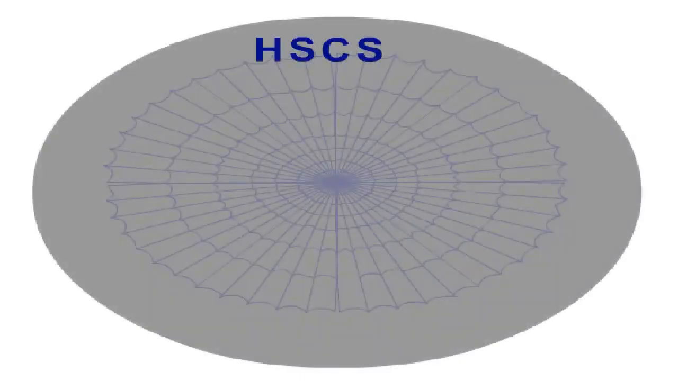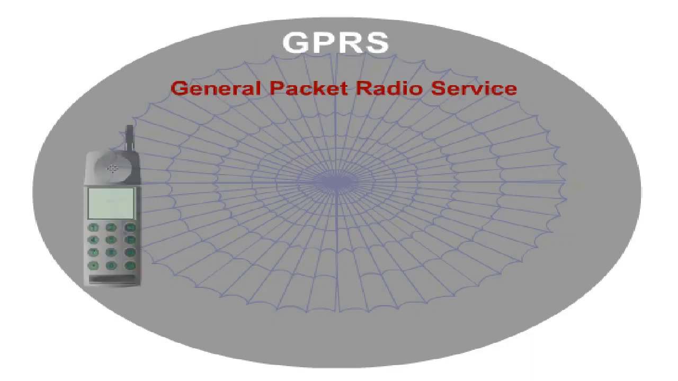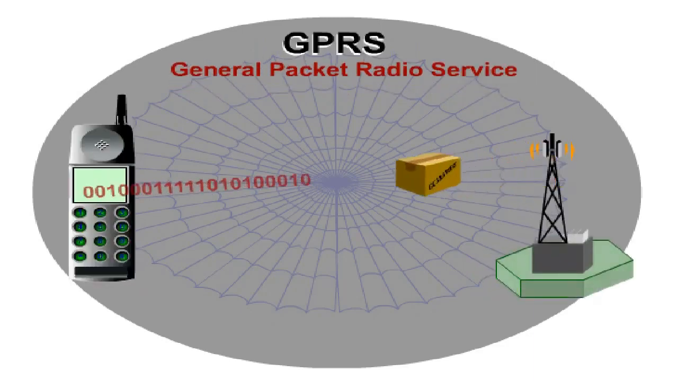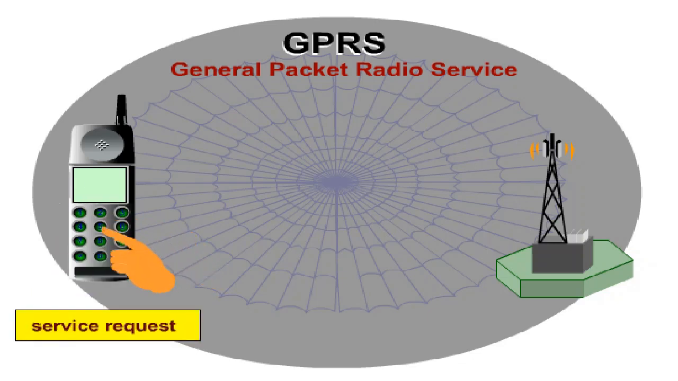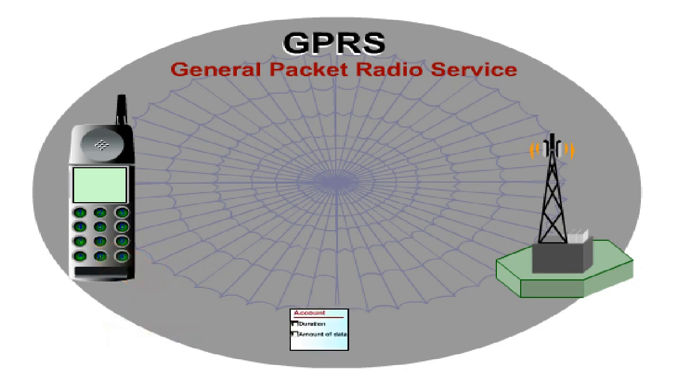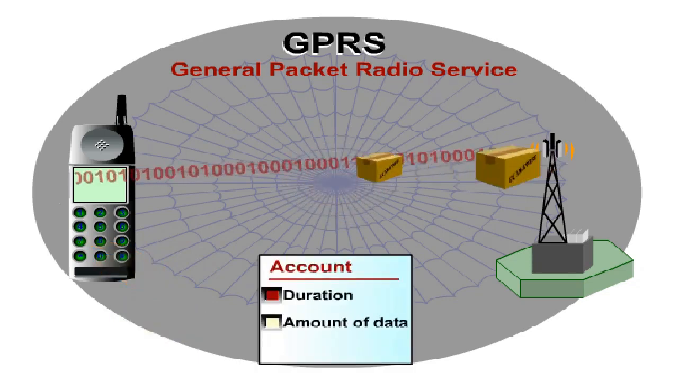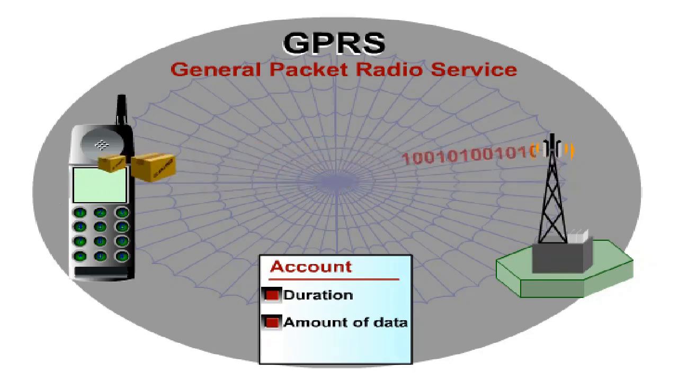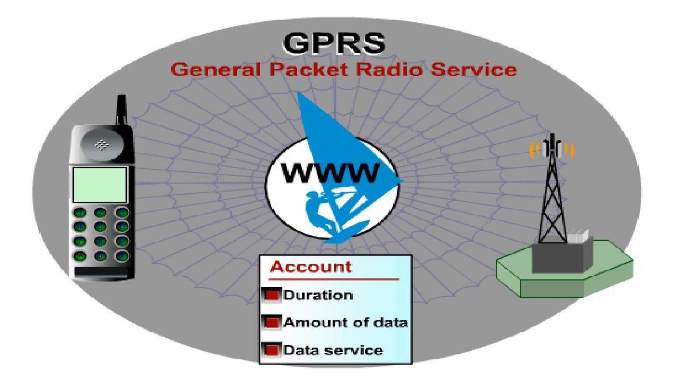In contrast to HSCSD, the General Packet Radio Service, GPRS, is packet switched instead of circuit switched. The radio network resources are only used if data is actually being transmitted. Thus, billing is no longer based on the duration of the call, but on the amount of transmitted data. Additionally, the type of data service can be charged, for example web browsing or WAP access.